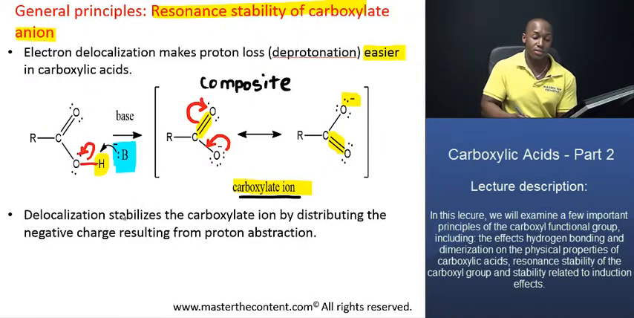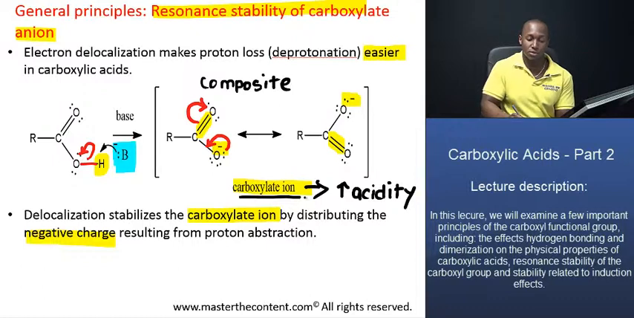So delocalization in this way will stabilize the carboxylate ion by distributing the negative charge that results from proton abstraction. Anytime you're adding charge to an already electron heavy atom or a very electronegative element, you're adding some degree of destabilization. So that negative charge is destabilizing. But the fact that that negative charge can be spread out across those three atoms right there makes it less destabilizing. And in that way, electron delocalization through resonance will make the carboxylate ion more stable, which effectively increases its acidity.